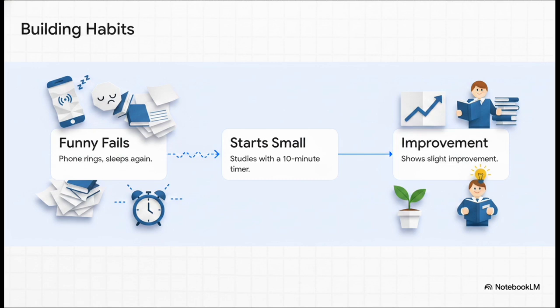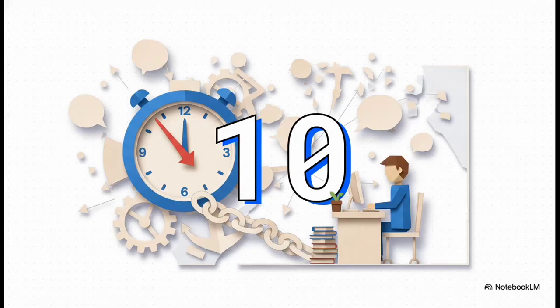It's honestly highly relatable. But then we hit Step 2, the intervention. He starts incredibly small with a 10-minute timer. And finally, Step 3, we actually see slight improvement. This visual progression is so vital because it shows us that change is a messy process of trial, error, and eventual systematization. I actually want to pause here for a second.